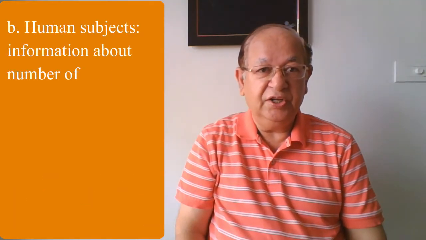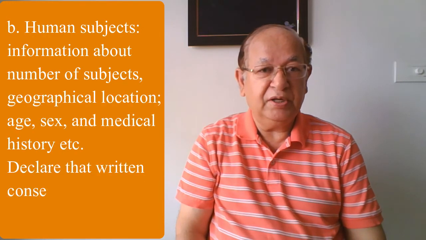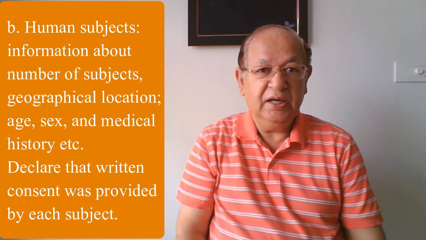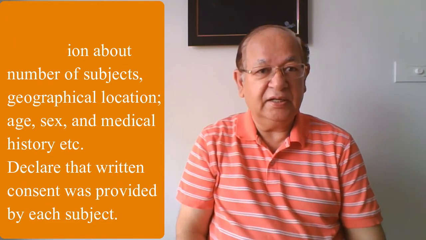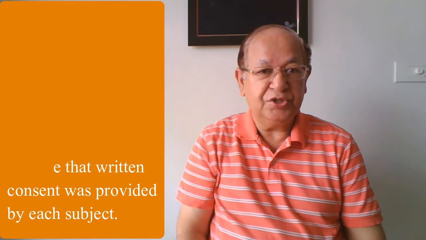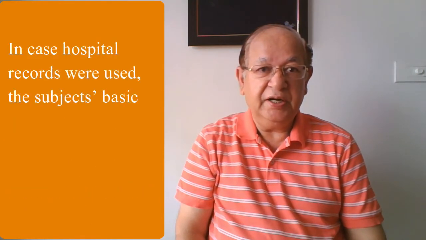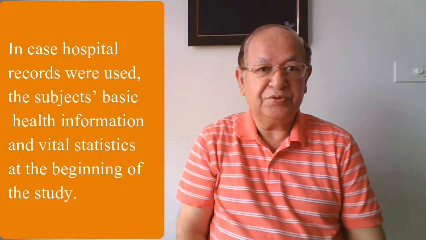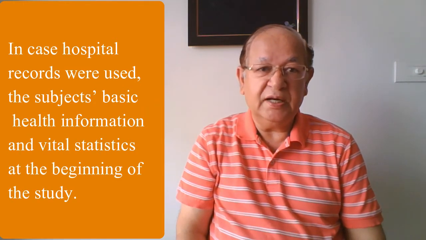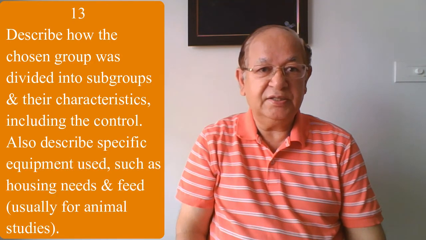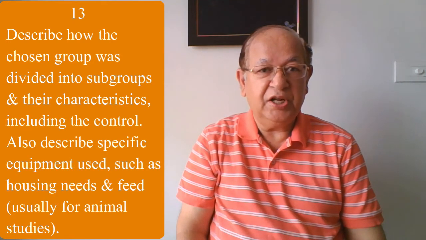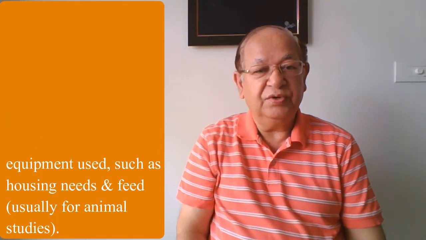If the study is on human subjects, information about number of subjects, geographical location, age, sex, and medical history, etc. should be given. Declare that written consent was provided by each subject of the study. In case in your study hospital records were used, the subject's basic health information and vital statistics at the beginning of the study should be mentioned. Describe how the chosen group was divided into subgroups and their characteristics, including the control. Also describe any specific equipment used, such as housing needs and feed, usually for animal studies.